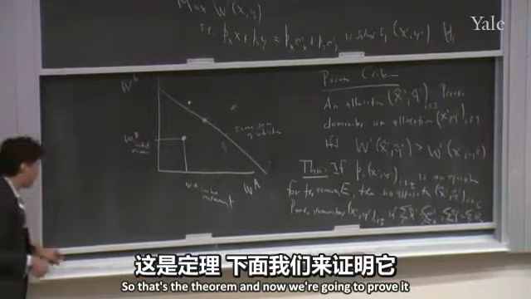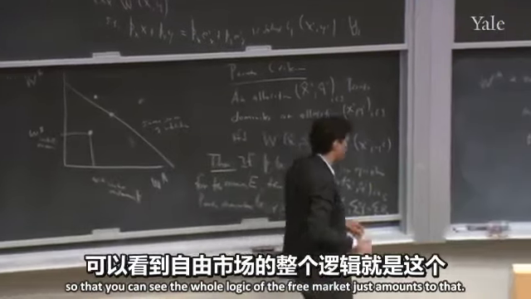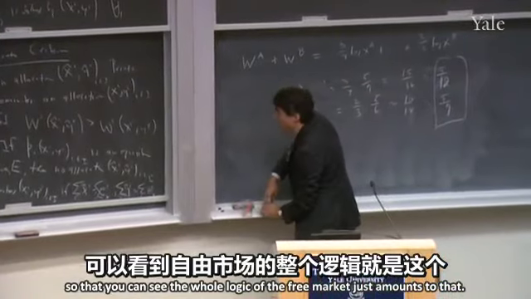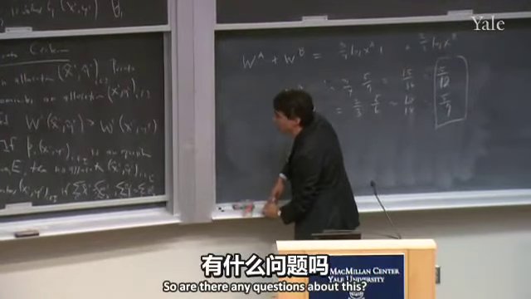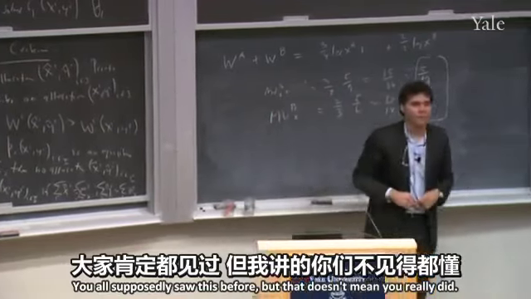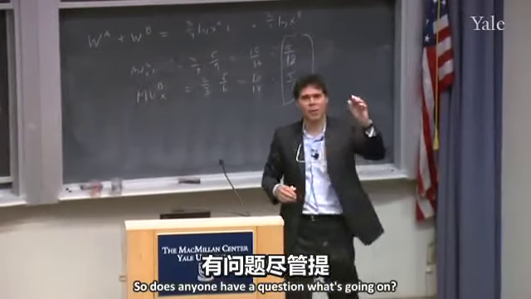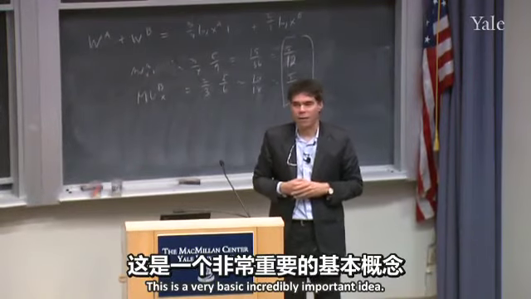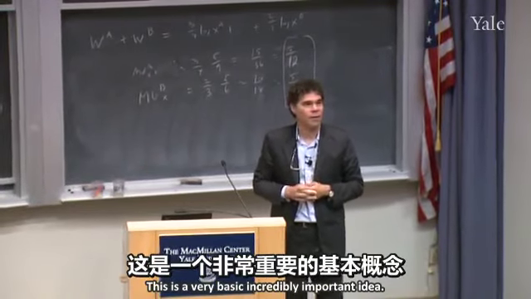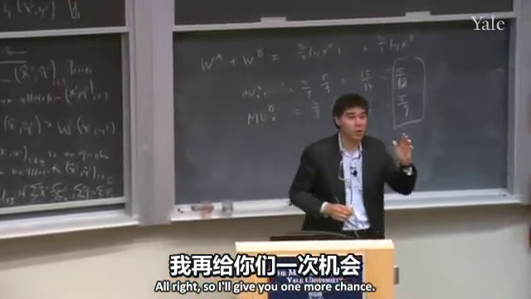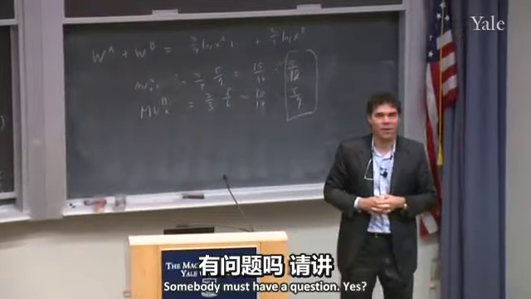Okay, so that's the theorem, and now we're going to prove it so that you can see the whole logic of the free market just amounts to that. So are there any questions about this? You all supposedly saw this before, but that doesn't mean you really did. So does anyone have a question? What's going on? This is a very basic and incredibly important idea. All right, so I'll give you one more chance. Somebody must have a question.